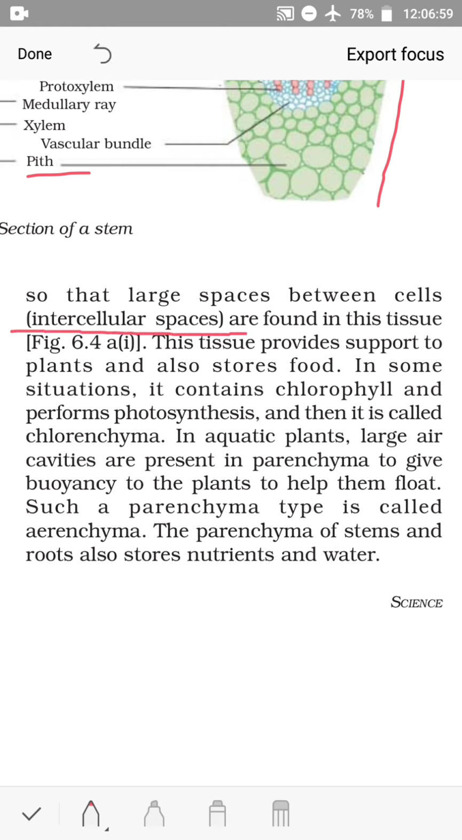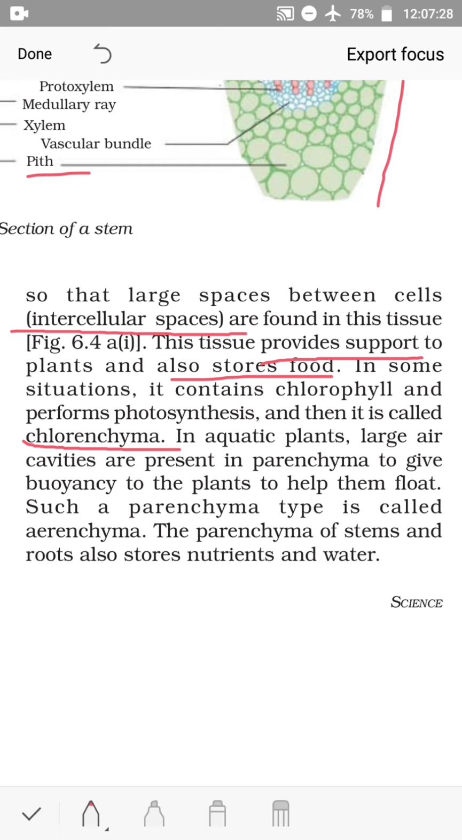This tissue provides support to plants and also stores food. So now we are discussing the functions of this tissue. It provides support and also stores food. In some situations, it contains chlorophyll and performs photosynthesis, and then it is called chlorenchyma. So if it contains chlorophyll, this is called chlorenchyma.